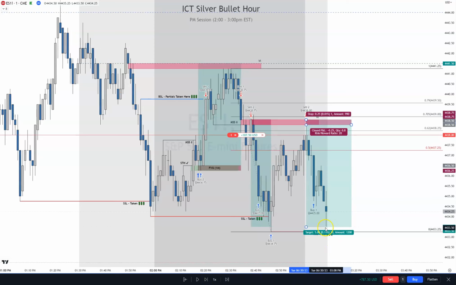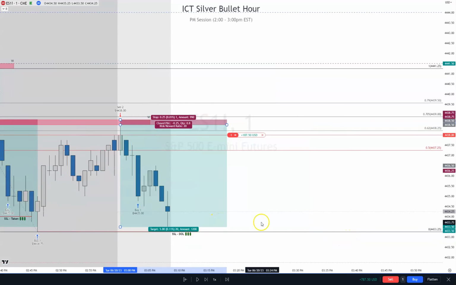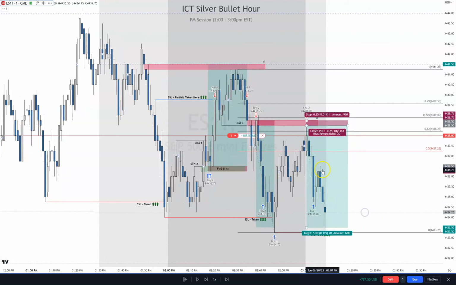Okay, so that didn't take us out. If I zoom in, there's just a little bit of green right there that you can't see, so it didn't take us out. So my stop right now is right here. I've moved it down. I'm not letting even a tick stop me from profit. If you had your stop at break even, I'm not losing that. So my stop's right here.